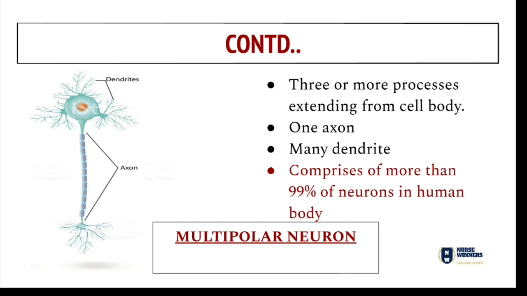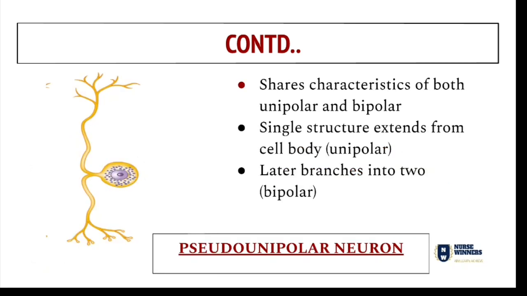And the most important point that we should know in this is, in a human body 99% of the neurons are multipolar in nature. They are multipolar, very important. So that is the characteristic of a multipolar neuron.